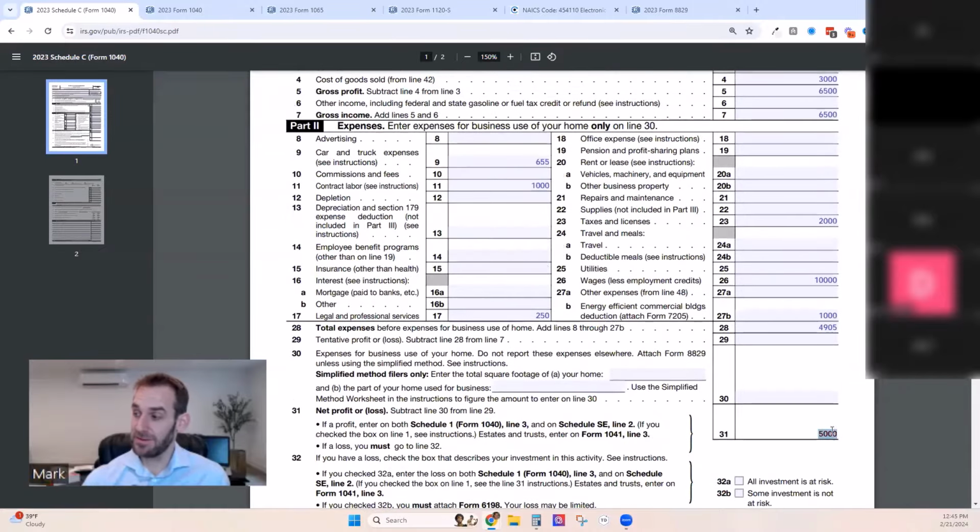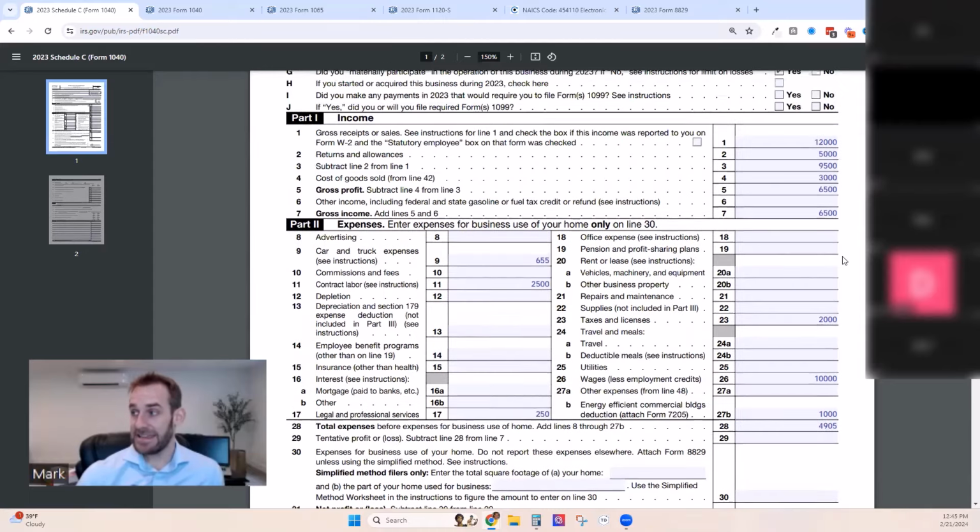Or another thing you could do is you could say, oh, okay, 5,000 profit. I'm going to pay my spouse as a contractor. So I'm going to pay them 2,500. That'll change this to 2,500. And then the spouse can fill out their own Schedule C. And all they're going to do is list income of 2,500 right here with no expenses. So there's a few ways you can do it.